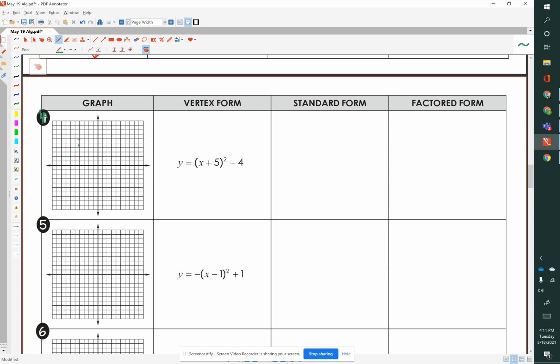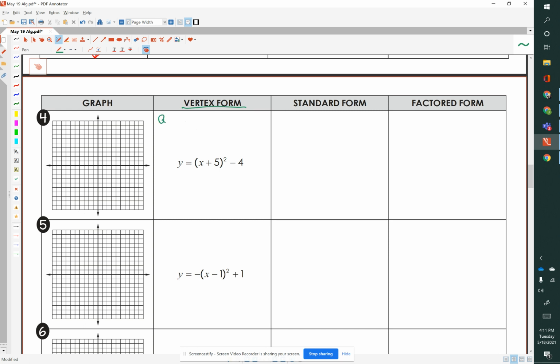Okay, these are a little bit different. We're working on 4, 5, and 6. Here they're giving us the vertex form, and we need to graph it, then write it in standard form and write it in factored form. So let's get started. Let's take a look at the vertex form. We have y equals (x plus 5) squared minus 4.